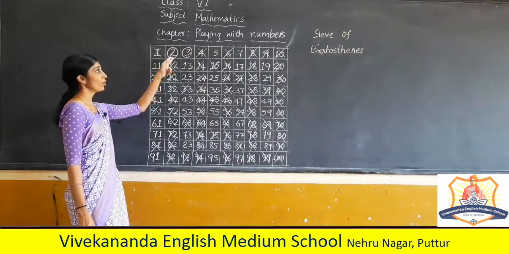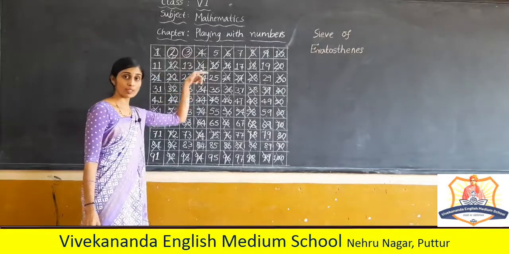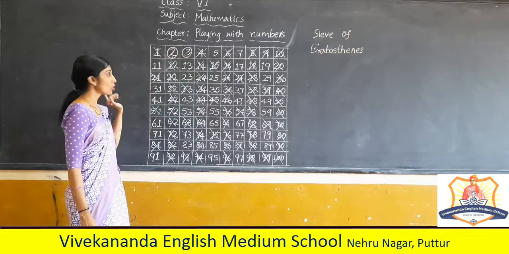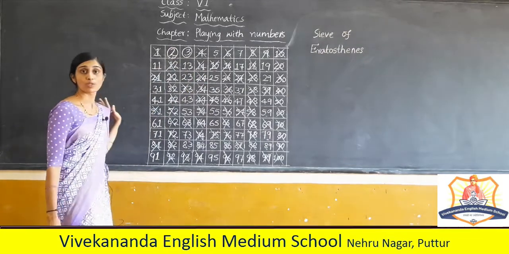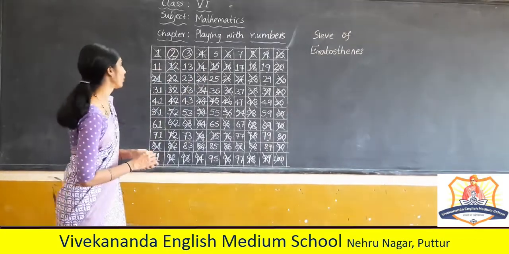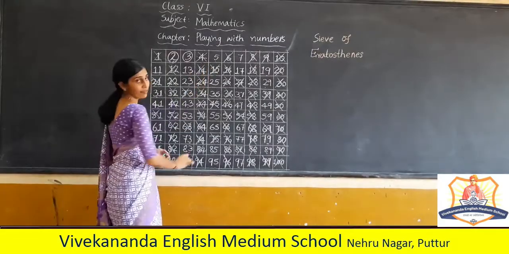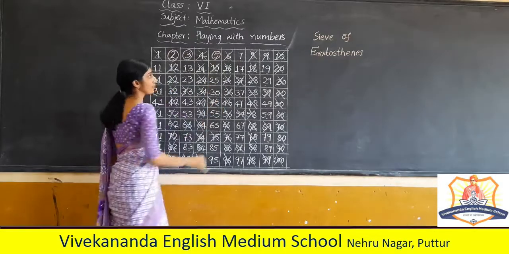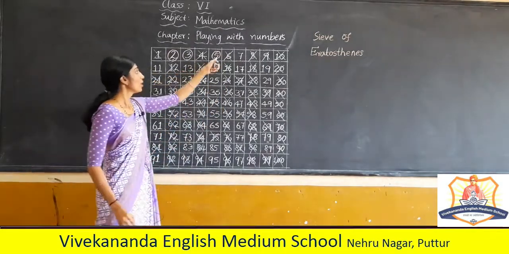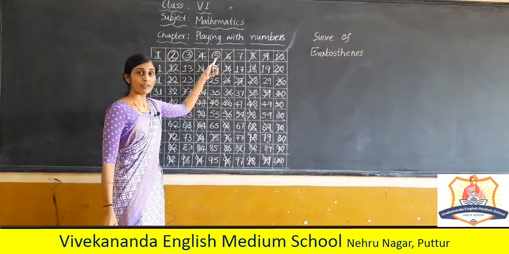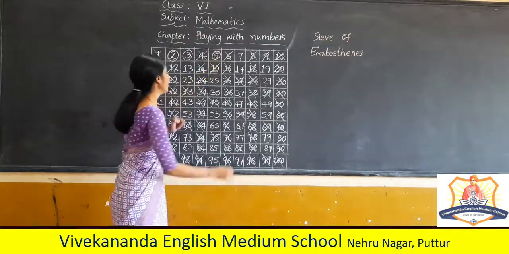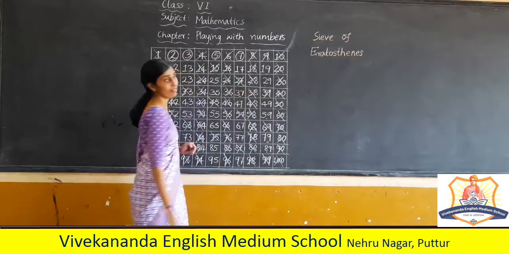Multiples of 2 we marked with the cross mark, multiples of 3 marked with the cross mark. So all those numbers belong to the composite numbers. So the next number left is 5, right? Which are the factors of 5? 1 and 5. So it is a prime number. In the same way, number 7.